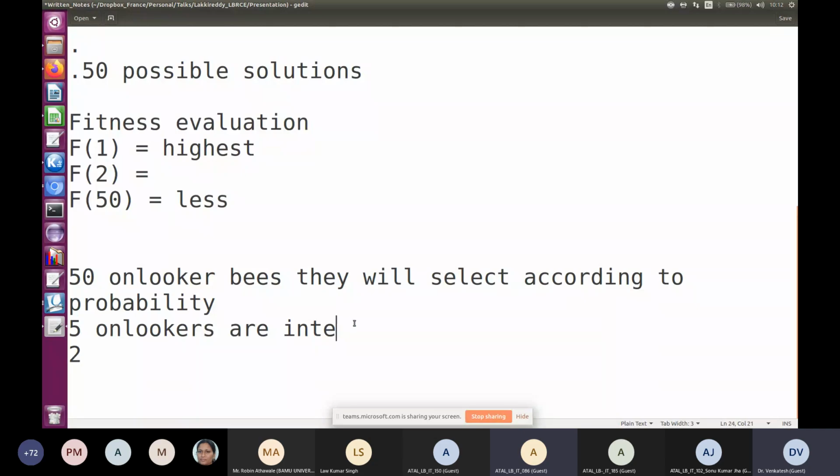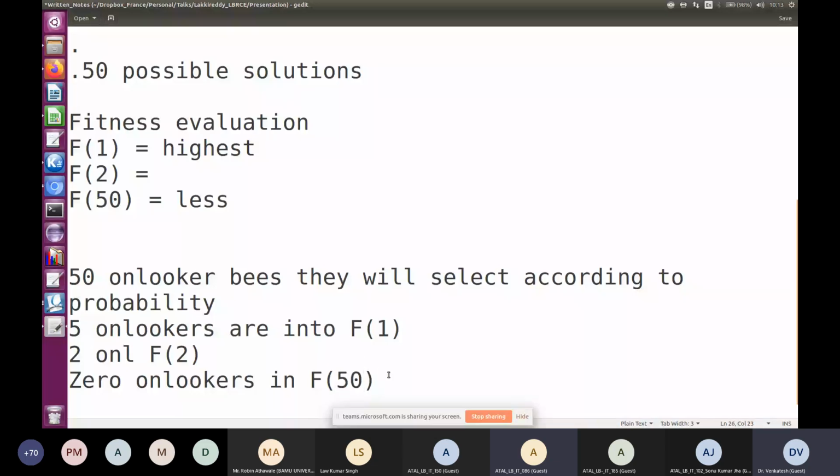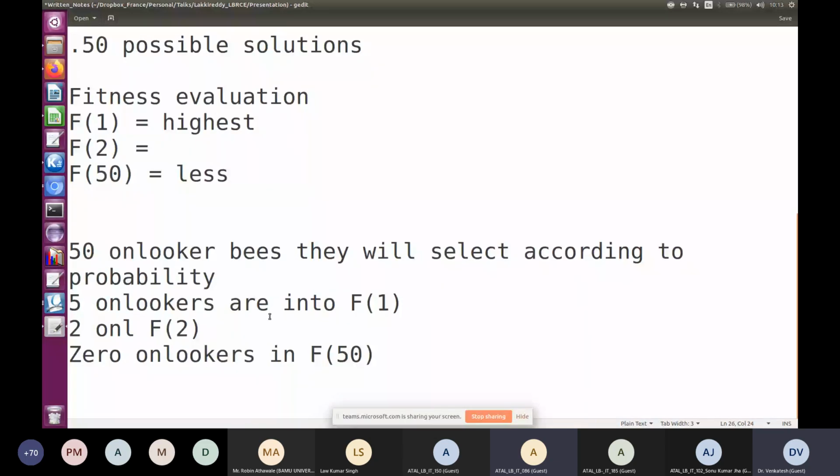So five onlookers will be on this f of 1. They will be further exploiting this f of 1 only, and maybe 2 onlookers for f of 2, let us say. And for this 50th one, 0 onlookers are interested in f of 50 because it is having very less fitness value. So then what these onlookers will actually do is search within the neighborhood of it.